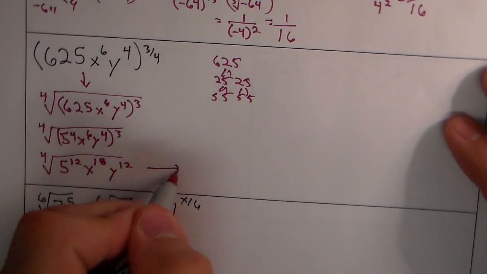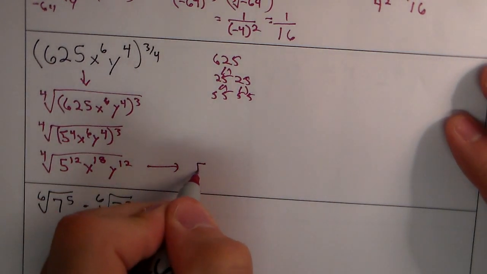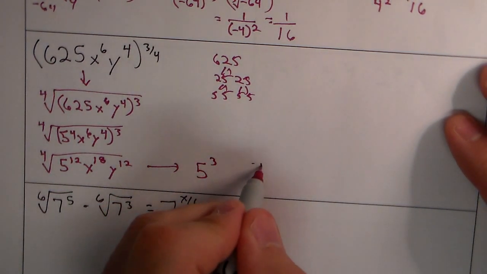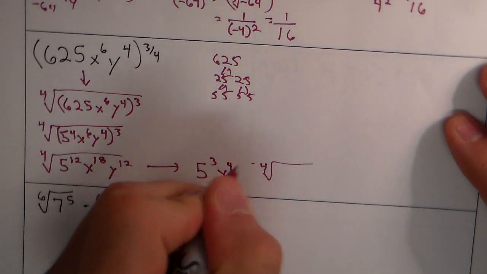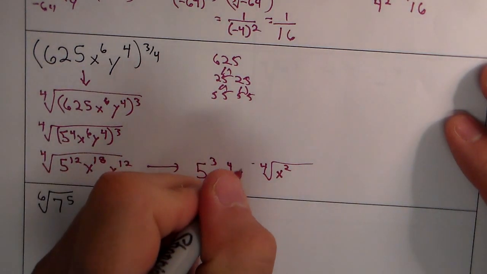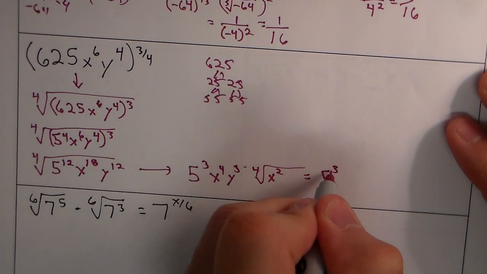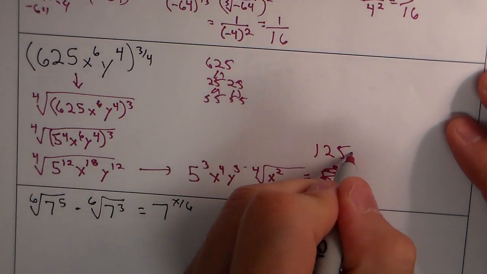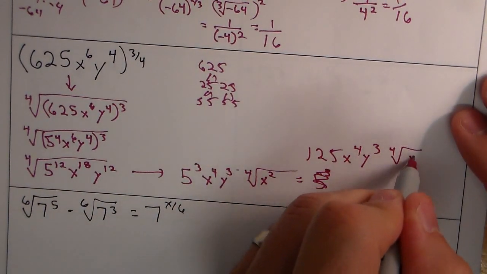So for simplifying, when looking at sets, we have 12 fives. Well, 12 divided by 4 is 3, so we can take out 3 sets of 5s with nothing staying in. X to the 18th, 18 divided by 4 is 4 with 2 remaining, so we can take out 4 sets, leave 2 inside. Y to the 12th, divide that by 4, that is y to the 3rd. So our answer comes out to be 5 to the 3rd, which is 125, x to the 4th, y to the 3rd, and then we have the 4th root of x squared.